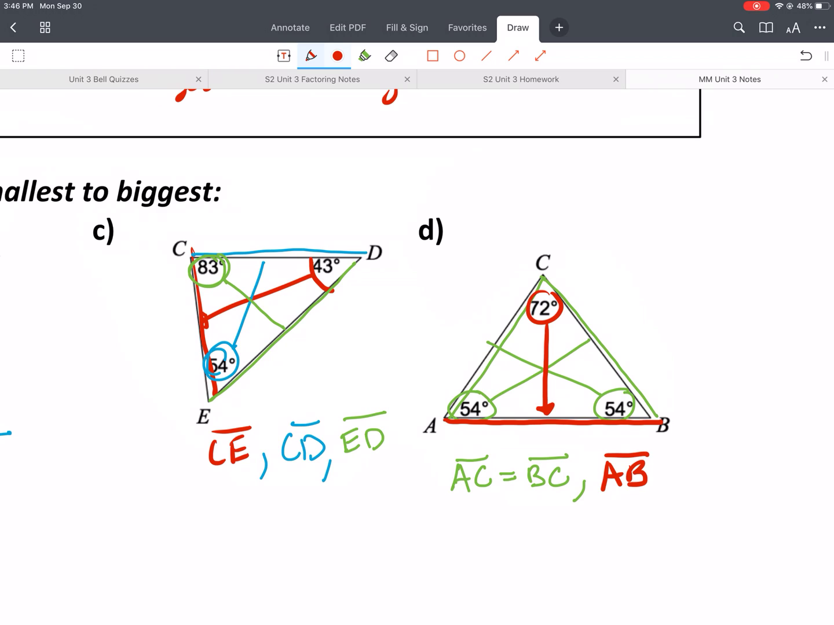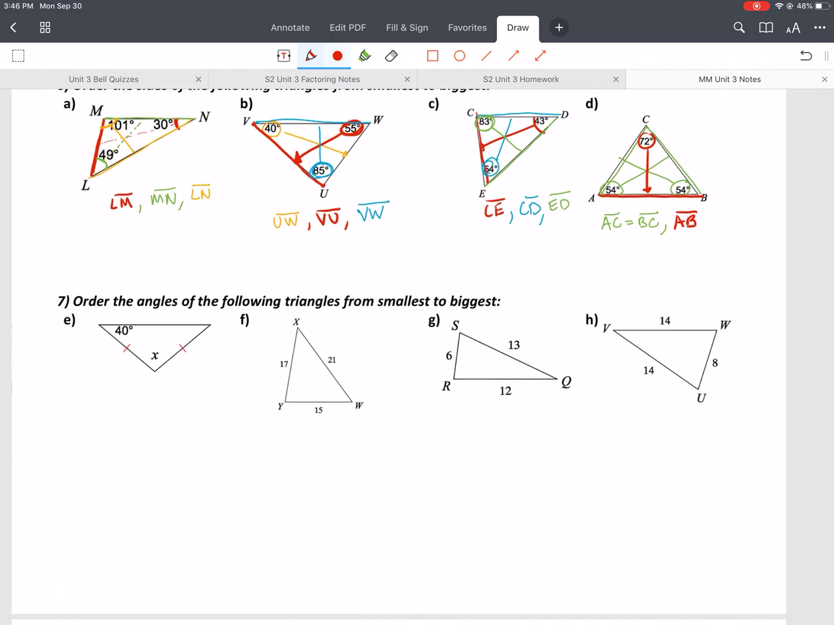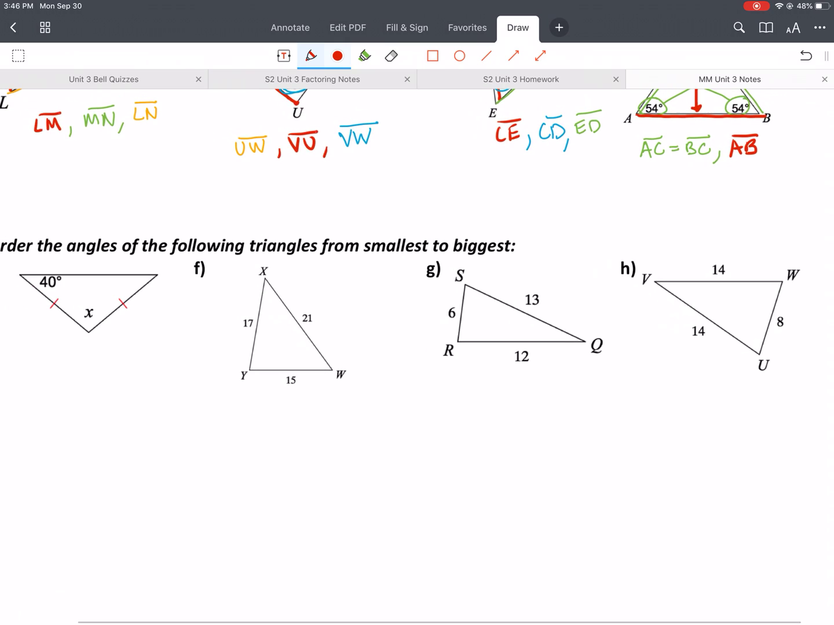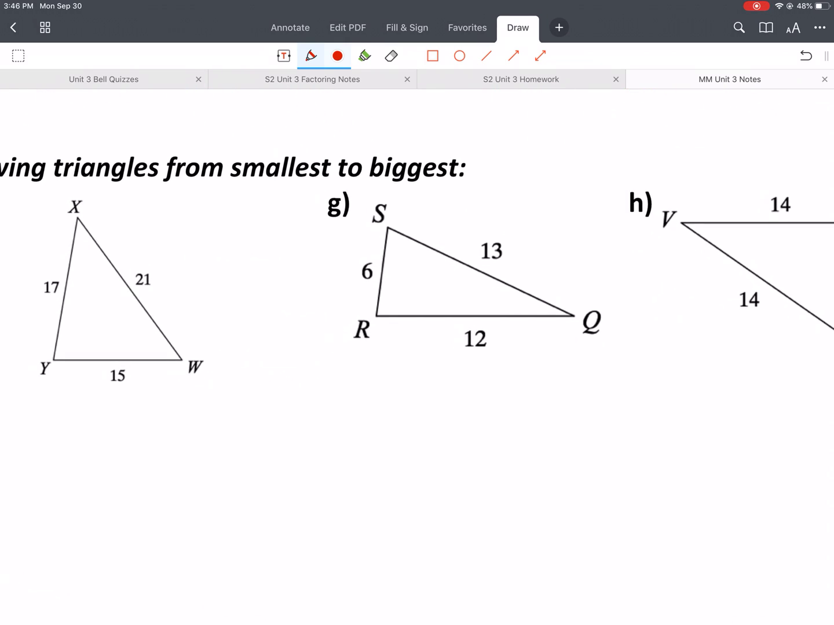Okay? All right, so let's look at some. This is kind of like doing the opposite. So here, we're going to skip this one. I don't think that's supposed to be there. Okay, so we have all of the sides. Now we want to list the angles from smallest to largest.